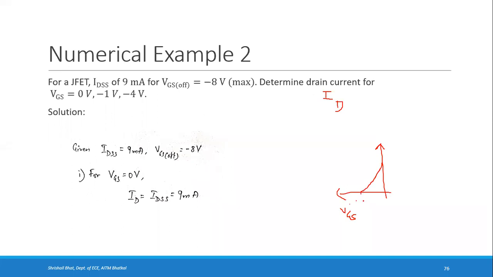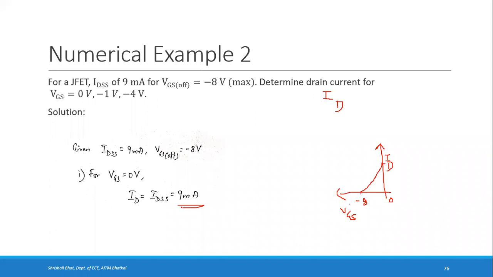So VGS off is minus 8, and whenever VGS is 0, the current will be equal to IDSS. So this current is IDSS. It is given as 9 milliamps, right? So when VGS is 0, ID will be equal to IDSS, that is equal to 9 milliamps.